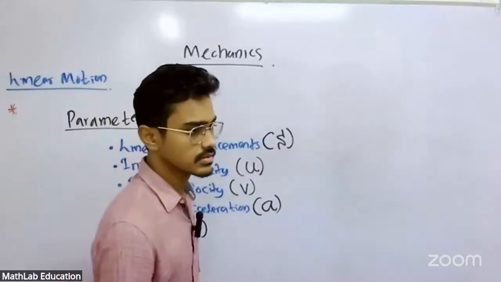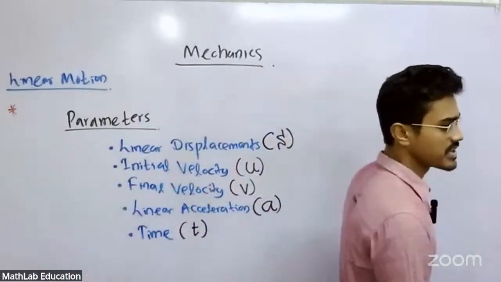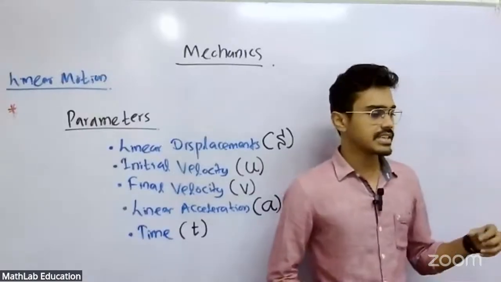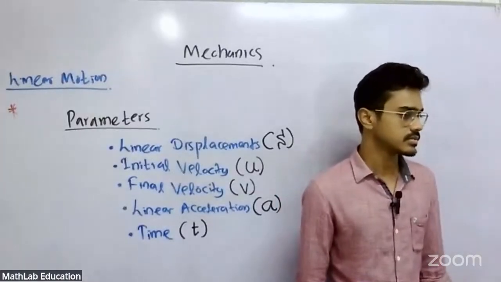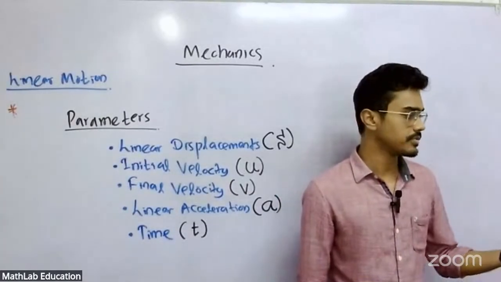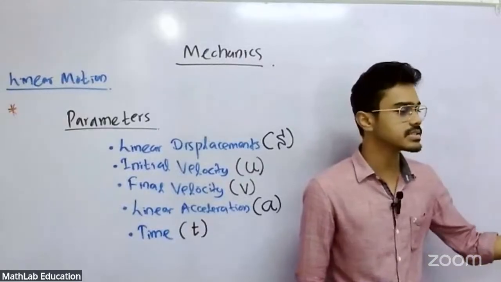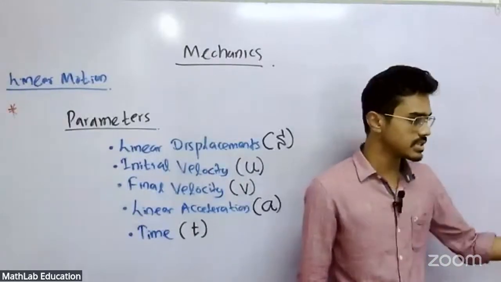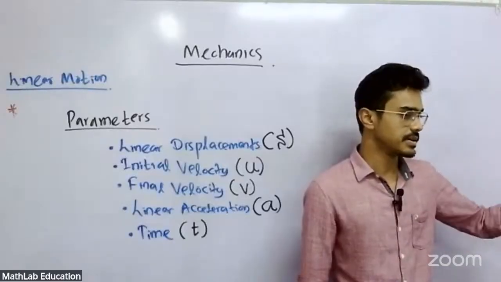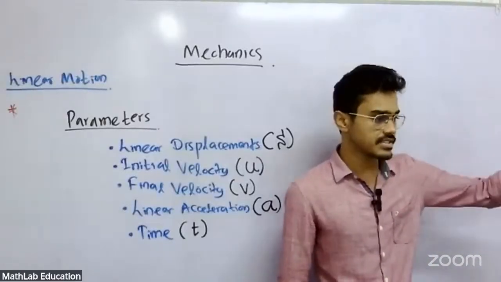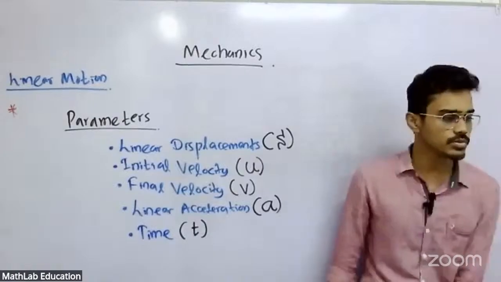Variables are the things which change with the motion. If time changes with the motion, if velocity changes, velocity is a variable. Variables are the things that change throughout the motion.